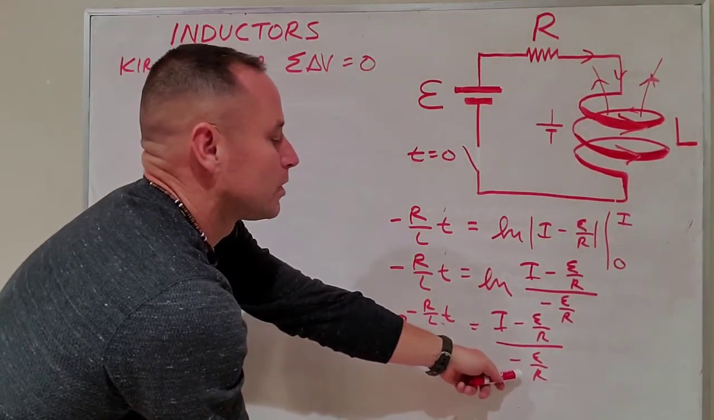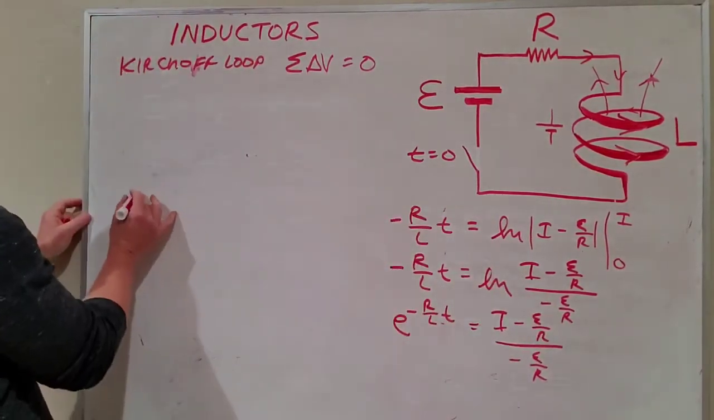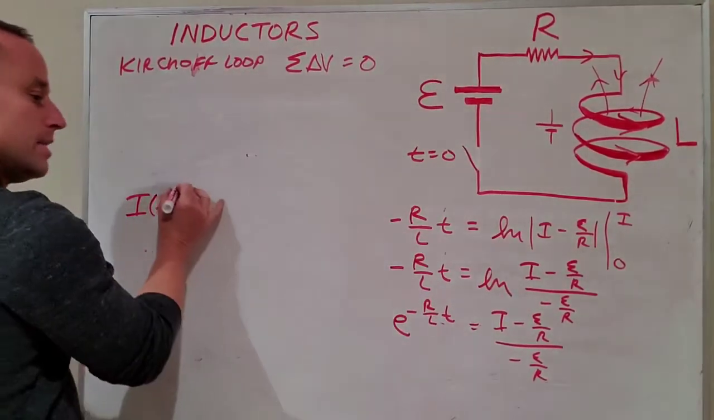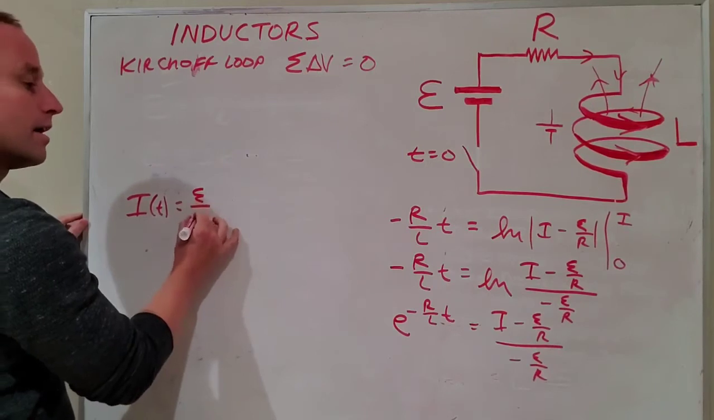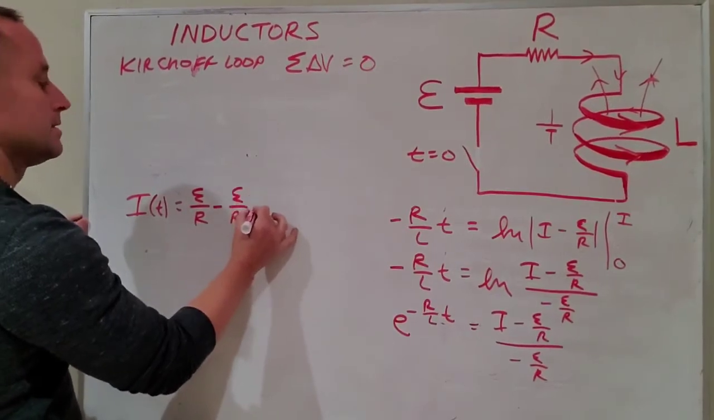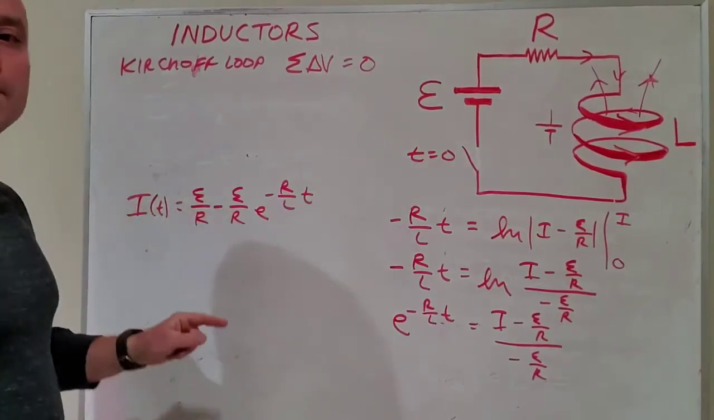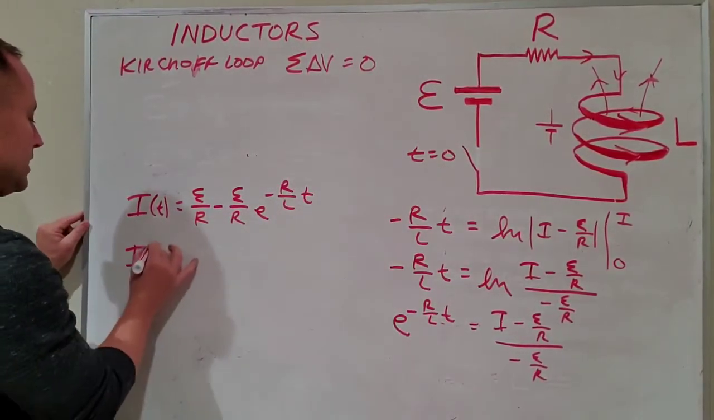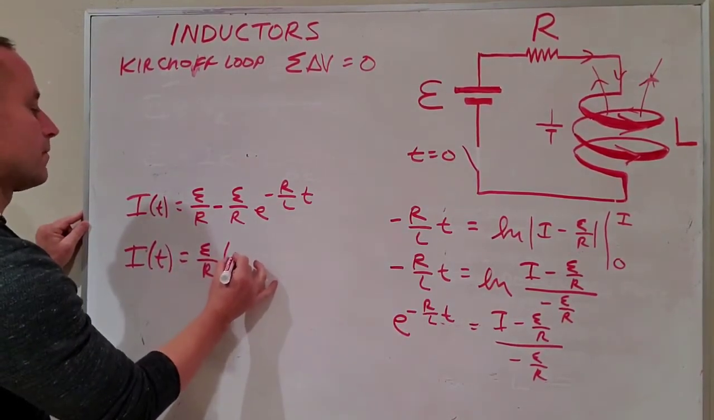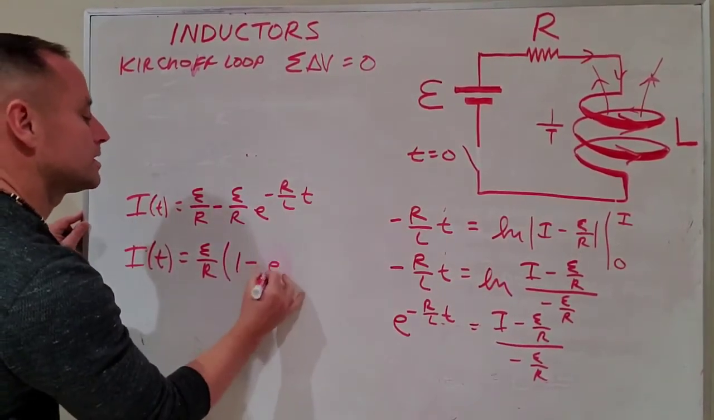All I'm going to do is multiply by the minus epsilon over r and then add the epsilon over r. So when the smoke clears, you'll get I as a function of time equals epsilon over r minus epsilon over r e to the minus r over L t. Sometimes, just to make it look prettier, you'll see it written like this: I of t is pull out an epsilon over r and write it as epsilon over r times 1 minus e to the minus r over L t.